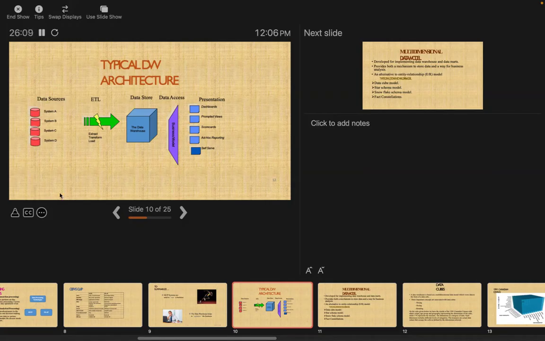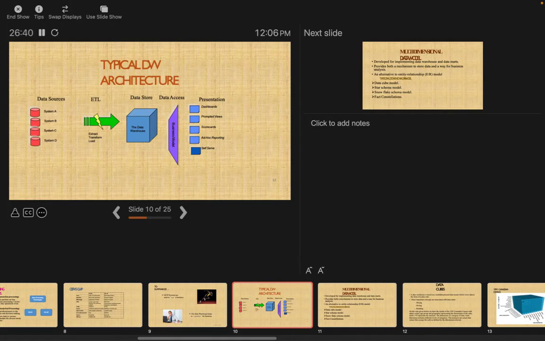After that we perform ETL. ETL stands for extract, transform, and load. I'm repeating, ETL, a very important term, kindly note it down. ETL stands for extract, transform, and load. So after doing these ETL operations, we keep the summarized data in the warehouse.